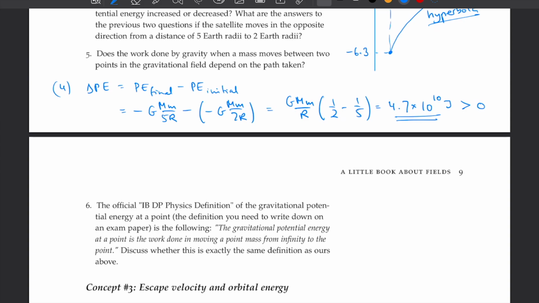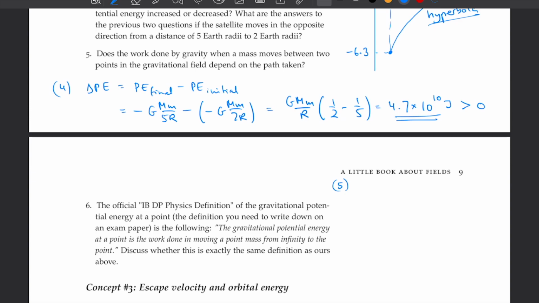Okay, exercise 5 is sort of a technical exercise. Does the work done by gravity when a mass moves between 2 points depend on the path taken? Maybe you can remember from when I derived mgh that the work done by gravity does not depend on the path taken. That makes gravity a conservative force. That is why we can actually define a potential energy function. So it's the same in this more generalized case.